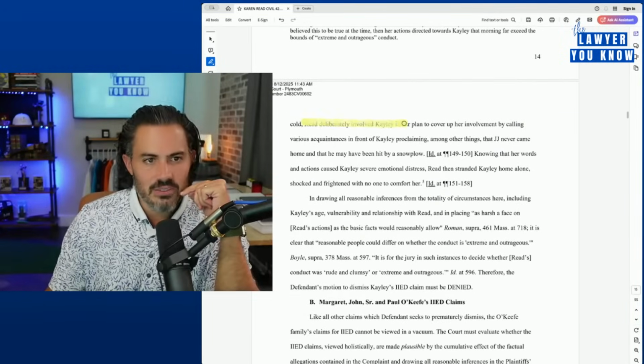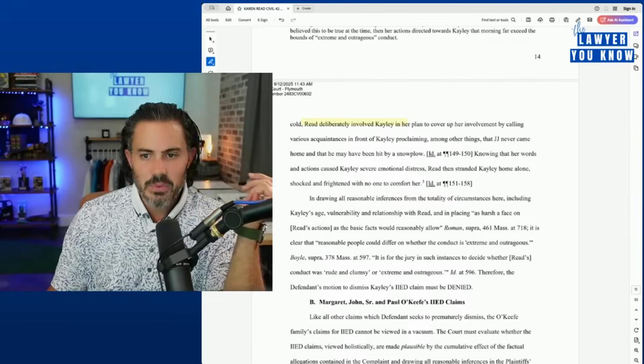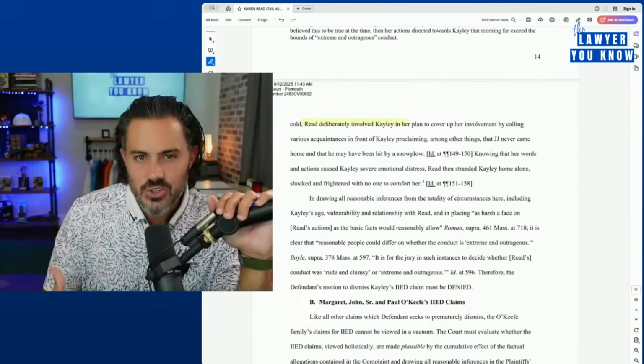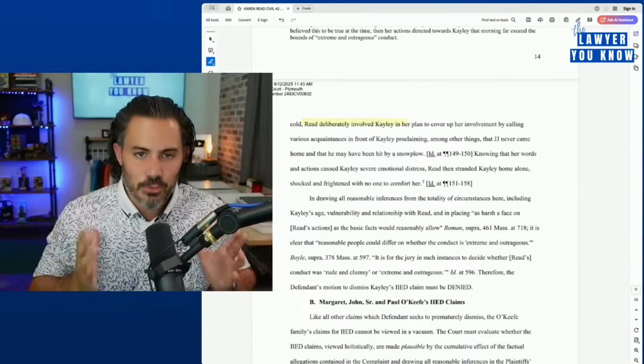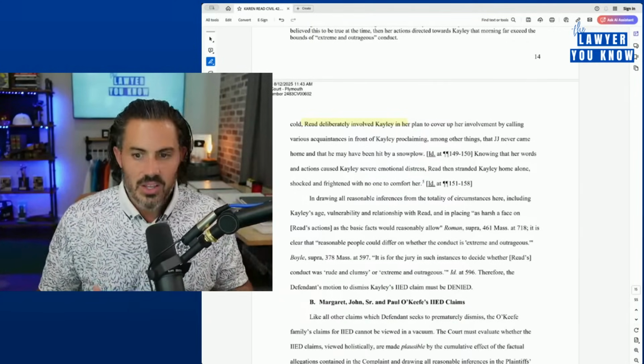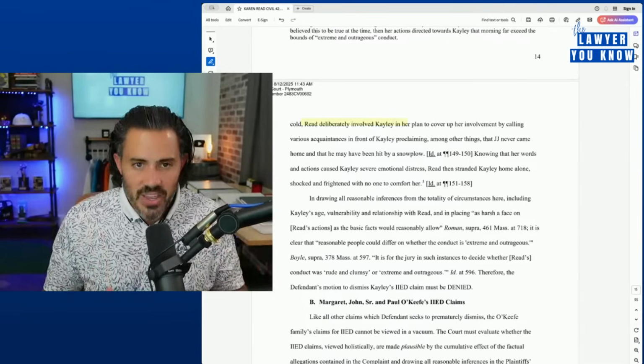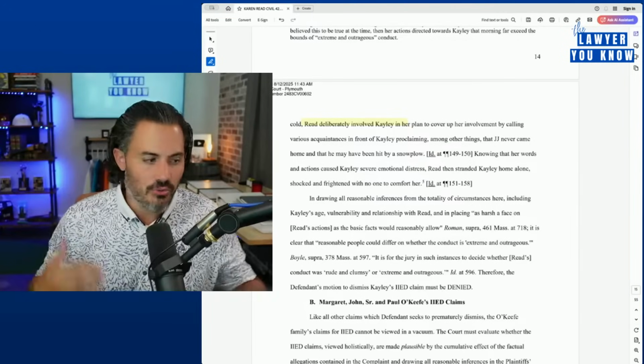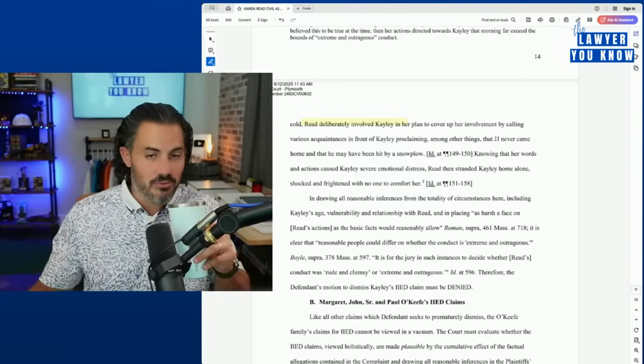Reed deliberately involved Kaylee. Okay. But again, she has to know what she's doing is wrong and is causing distress. Not if you can prove that Karen Reed's motivation was to try to figure out what happened to John O'Keefe, this all falls apart. So factually proving this to a jury is going to be very difficult.